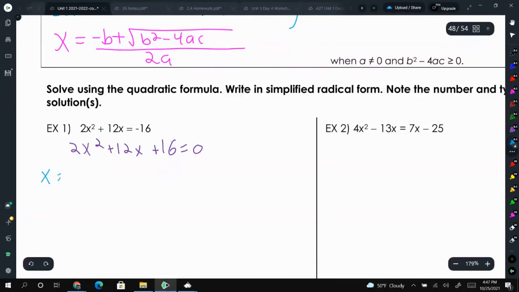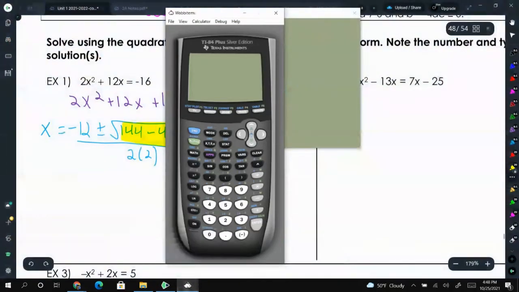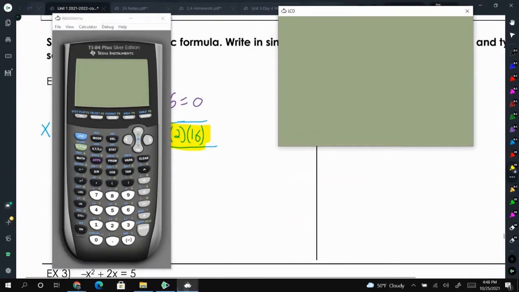So x equals negative b. Well, b is 12, so negative 12 plus or minus the square root. B squared is 144 minus 4 times a, which is 2, times c, which is 16, all over 2 times a, or 2 times 2. And what I like to do is I like to get my calculator out and type in what's under the square root. That thing is called the discriminant.